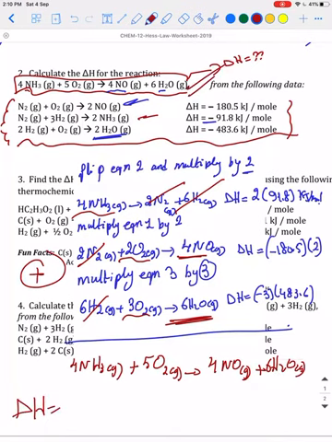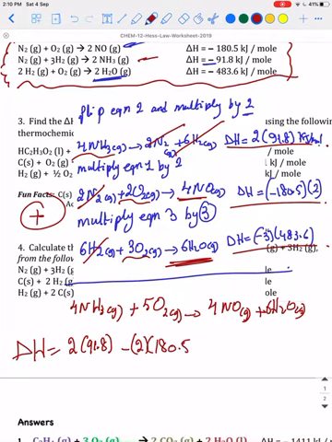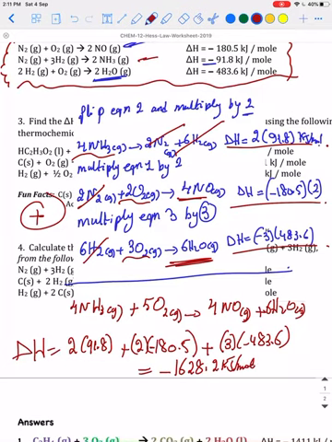So according to Hess's law, delta H will be the summation of these delta H's. So it will be 2 times 91.8 minus 2 times 180.5, or plus minus, which is the same, plus 3 times minus 483.6, and the answer sums up to minus 1628.2 kilojoule per mole. Like this, we solved number 2.